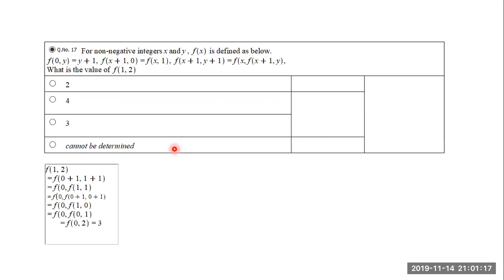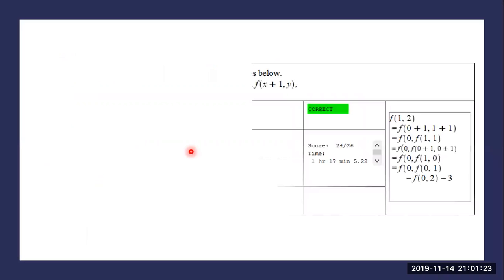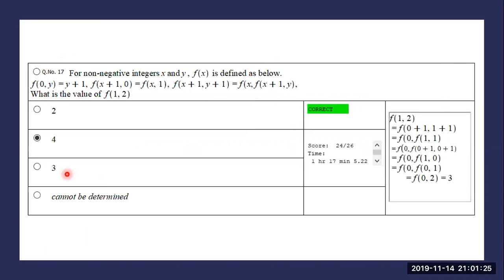Okay. So what is the answer? 3. Very good, 3 is the right answer. Oh God, 4. I made a mistake, right? 3 should be the answer. f(0, 2). What is f(0, 2)? y plus 1, 2 plus 1, 3 is the answer, right?